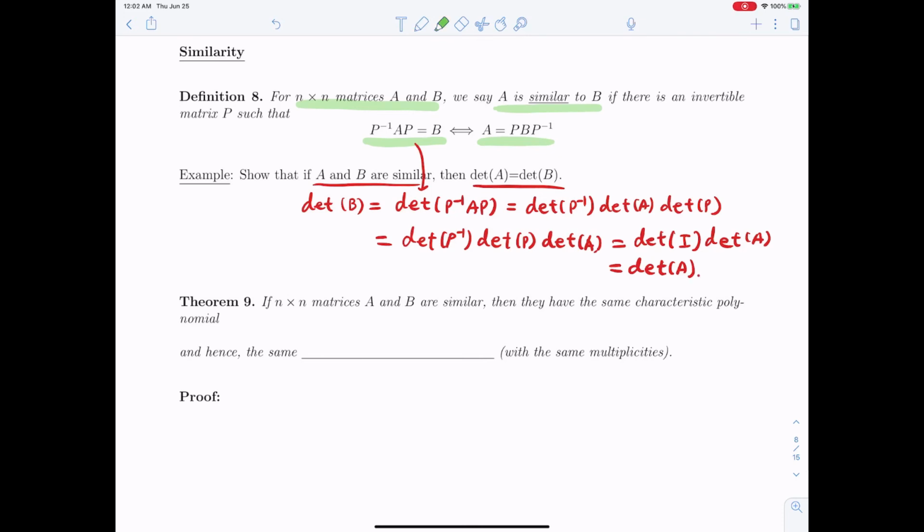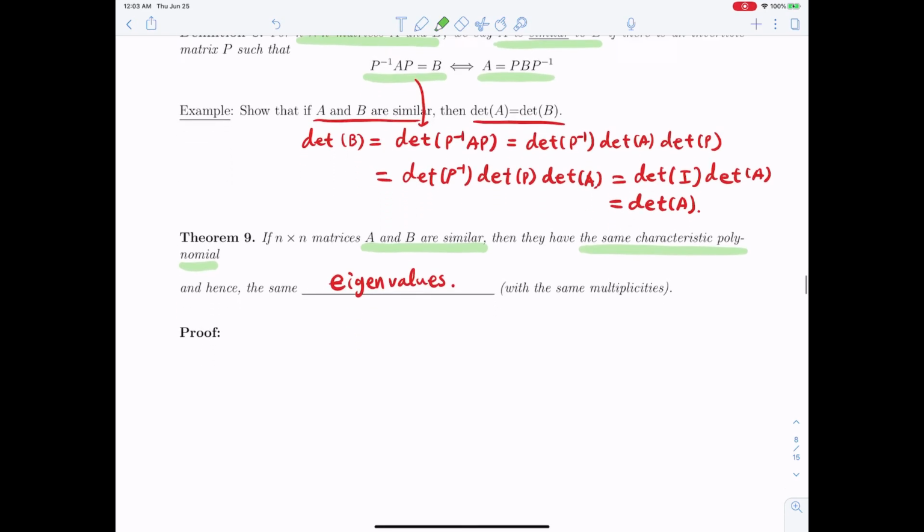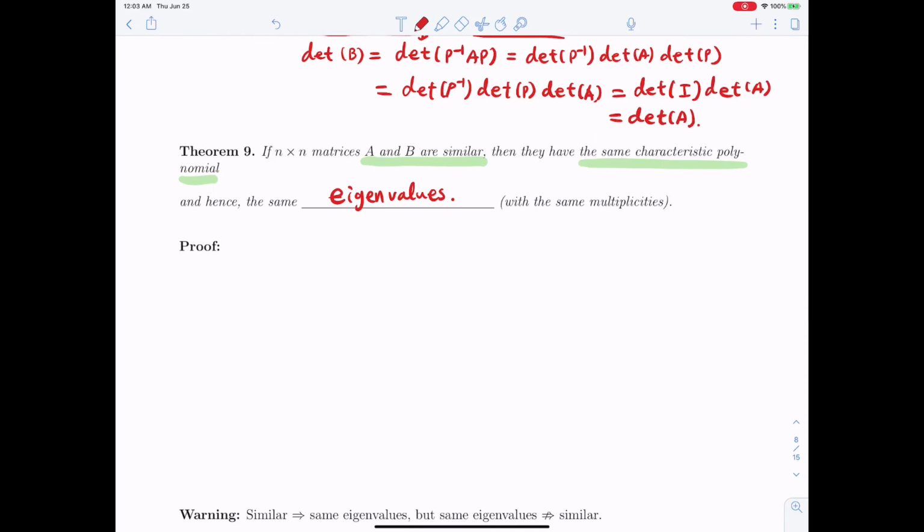So we're going to use a similar argument to prove that two similar matrices have the same characteristic polynomial. And for this reason, these two matrices have the same eigenvalues. So let us quickly prove this theorem. By the definition, we have B equals P inverse times A times P.